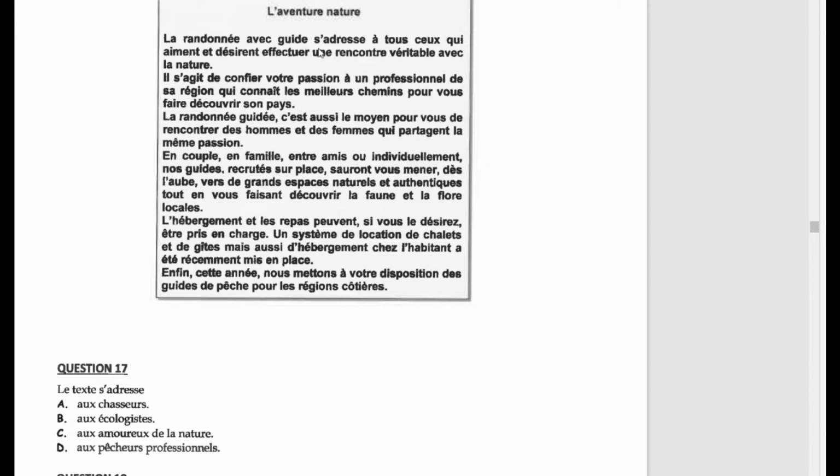La randonnée avec guide s'adresse à tous ceux qui aiment et désirent effectuer une rencontre véritable avec la nature. Yeah, so the answer lies in this line itself. This particular walking activity is addressed to all the people who like and desire to have a real meeting with nature, if I translate it word by word. It means people who are really fond of nature and who really want to experience the nature out there. So it is for those people. So the answer should be Oz Amuru Dula Nachu.